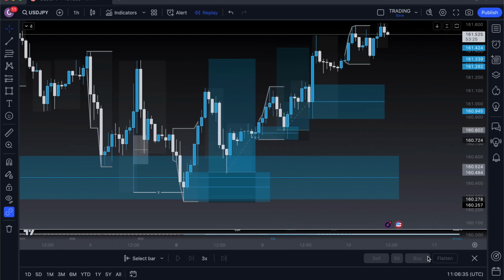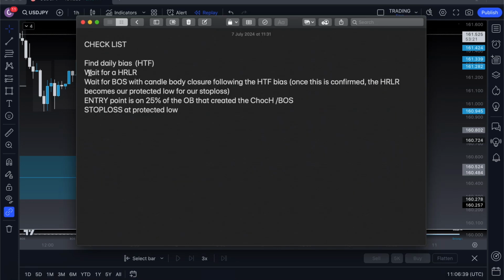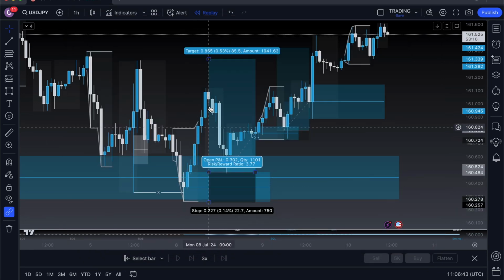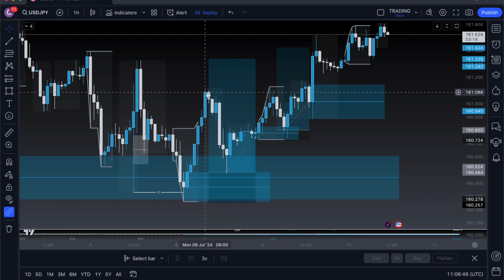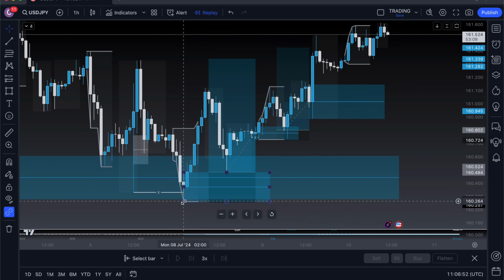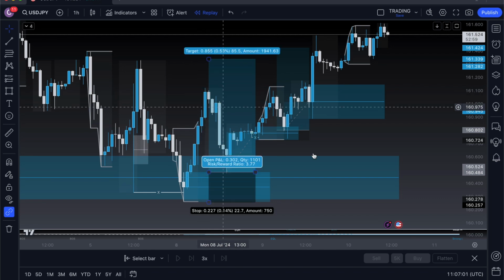So the strategy is really that simple, guys. It really is: find your daily bias, wait for a high resistance liquidity run, which is here, candle closure above previous structure, retest into the order block, continuation long. Stop loss always at the protected low, which is the manipulation which created the break of structure, which took liquidity. It is really, really that simple, guys.